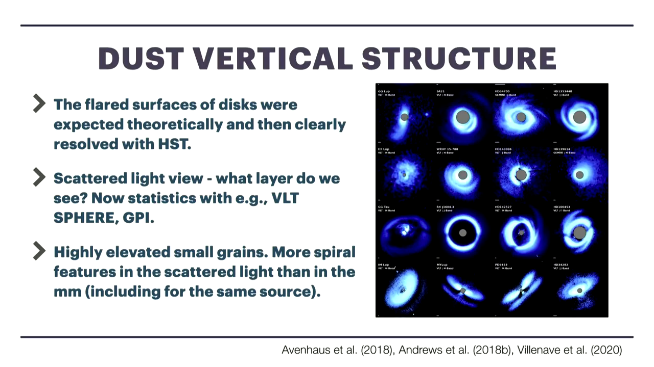The fact that disks are vertically flared or have vertical structure has been known for a while. It's been known since the time of HST. The scattered light view has really shown this by the two-layered structure, where you have the dark midplane in between. Now this last decade has provided some statistics on these disk structures with VLT and GPI. We can see highly elevated small grains, and in fact some more spiral structures, as you've seen in previous talks. Even the same source might have spirals in one wavelength but not another.